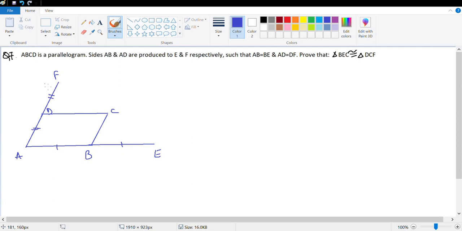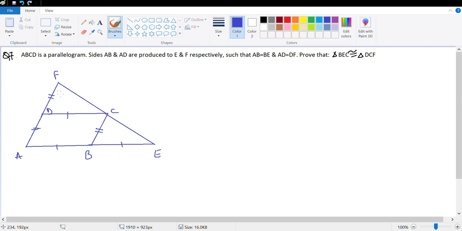What do they want me to figure out? They say prove that BEC, which is this triangle BEC, and DCF. So we need to prove that these two triangles are congruent. I've got a rough diagram. Let's see what all I know. I know this is a parallelogram, which means AB and CD are equal. This is a parallelogram, which means AD and BC are equal.